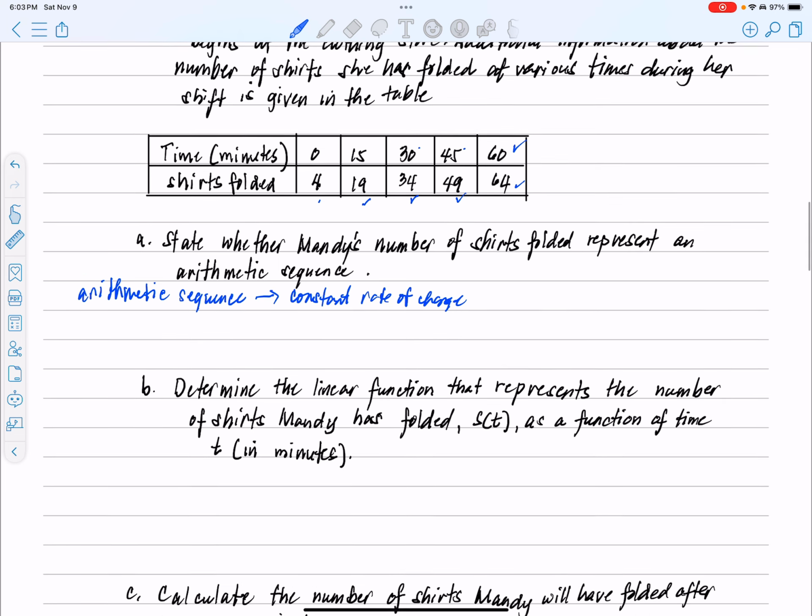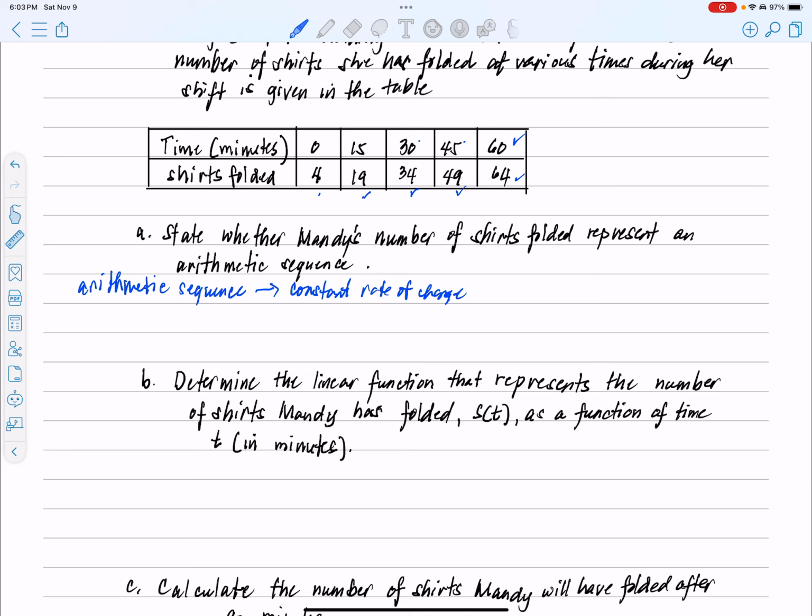Okay, so we try to get the difference. 19 minus 4, that's 15. 34 minus 19, that's 15. 49 minus 34, that's 15. 64 minus 49, that's 15. So the rate of change is constant, which is 15. Okay? That's a common difference.